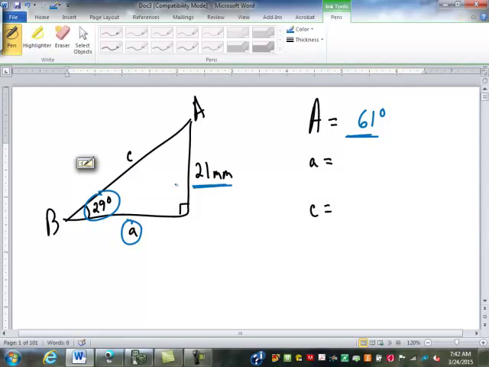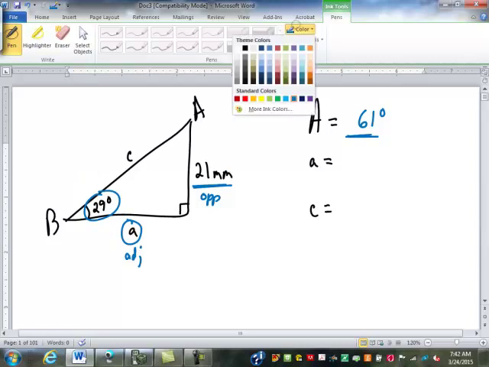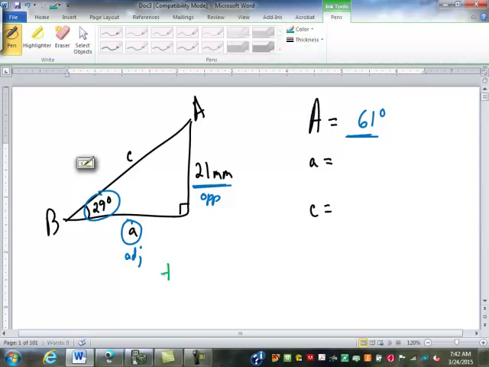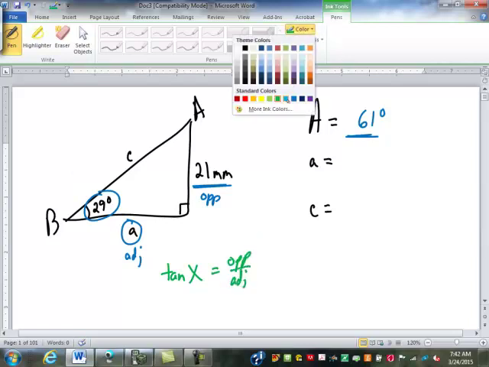21 is what side compared? First of all, it's the opposite. Very good. And A, when we're looking for A, that would be the adjacent. So we have opposite and adjacent, which is tangent. So I'm just going to write it out. Tangent of an angle is opposite over adjacent. And I'm going to fill in what I know.